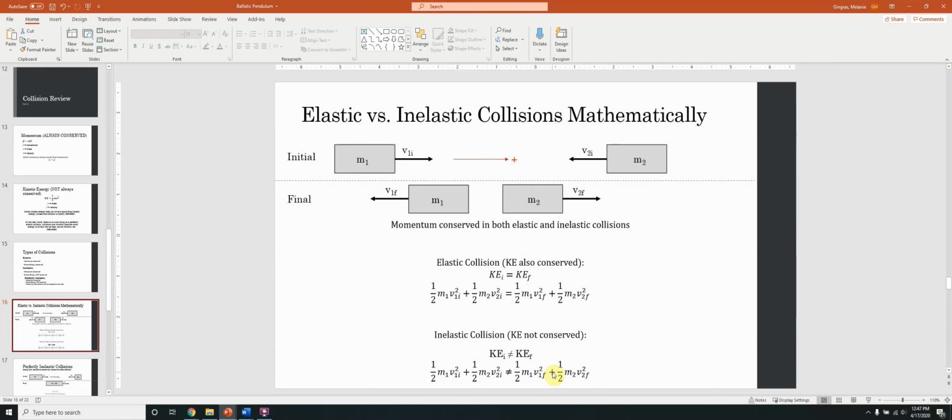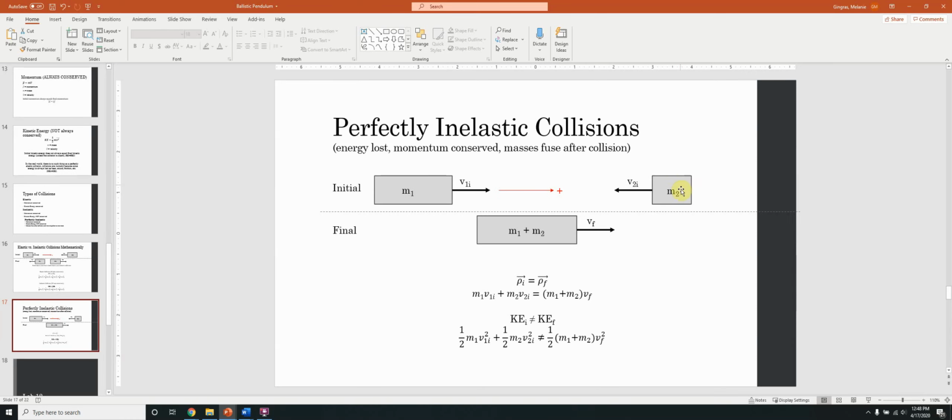Now, just to review perfectly inelastic collisions and what they look like. So I mentioned before a special type of inelastic collision, and that was a perfectly inelastic collision. So we know because it's an inelastic collision that energy is going to be lost. We know because momentum is always conserved that it's going to be conserved. But the special thing about a perfectly inelastic collision is that the masses are going to fuse together after the collision. So what that looks like visually is before the collision, you can see that we have M1, it's traveling at V1 initial in the positive direction, and then M2, totally a separate entity right now, is traveling at V2 initial in the negative direction.